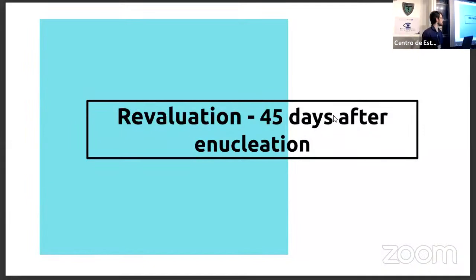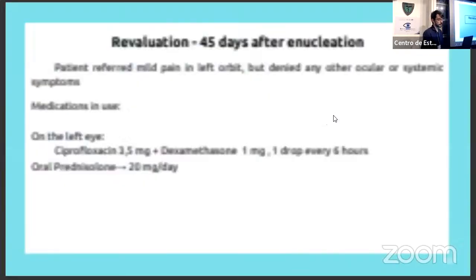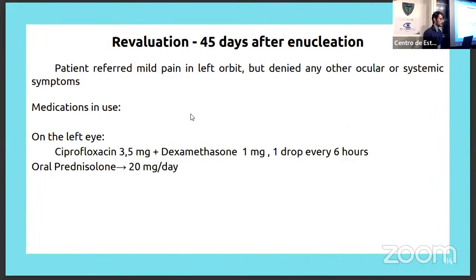She here had a reevaluation 1.5 months after the surgery. Of course, she was evaluated in between this time, but she referred here a mild pain on her left orbit, but she denied any ocular or systemic symptoms. She was using an association of ciprofloxacin and dexamethasone on her left eye and oral prednisone.